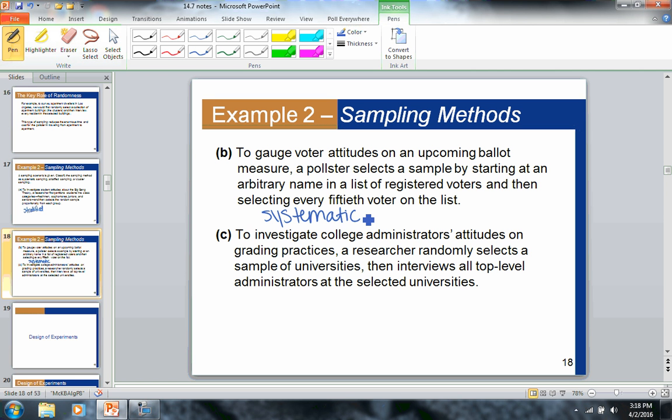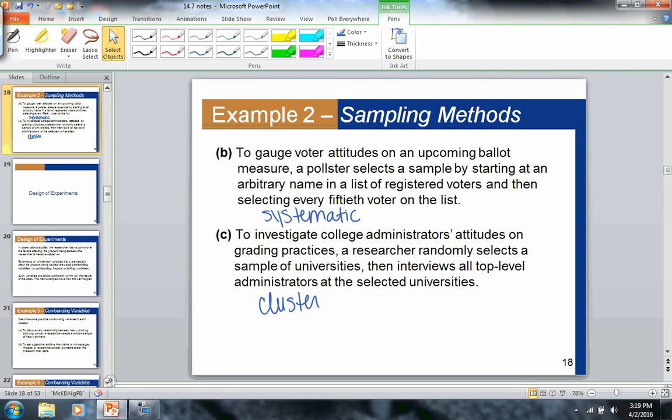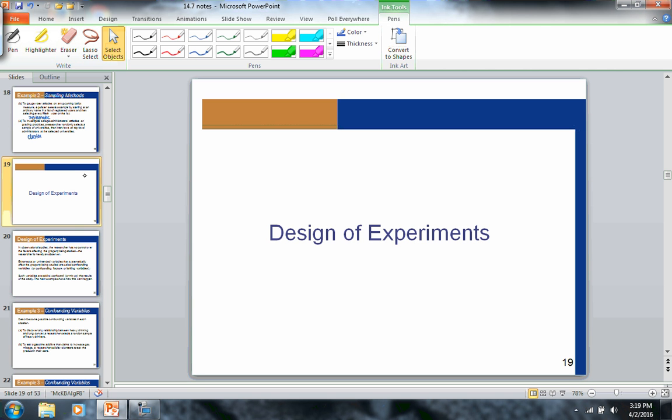For Part C, to investigate college administrators' attitudes on grading practices, a researcher randomly selects a sample of universities and then interviews all top-level administrators at the selected universities. So this is going to be cluster, as you're grouping them by location, by those universities first, and then you're asking certain people within those universities information that you would need. Okay, so again, you're going to see some problems in your homework like that where they're going to ask you about the different types of sampling methods.